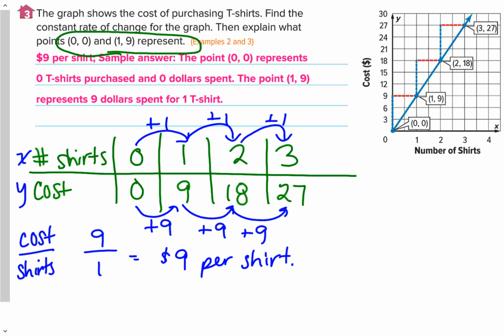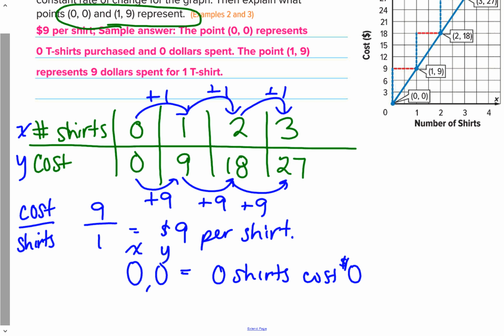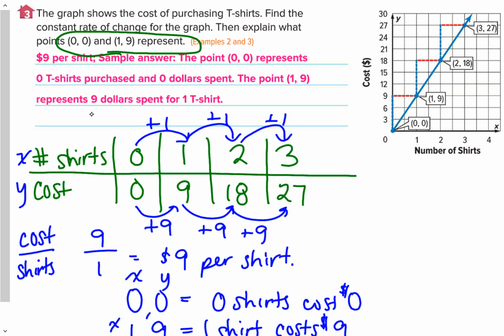Now they want to know what does the point 0 comma 0 mean? Well, our first one is our x, our second one is our y. So 0 shirts cost how much money? $0. Okay, and the same thing can be said for 1 comma 9. Our first value is our x, which is our shirts. So we can say one shirt costs $9. Okay, you can also phrase it the way they did here. $9 spent for one t-shirt, $0 costs for 0 t-shirts.